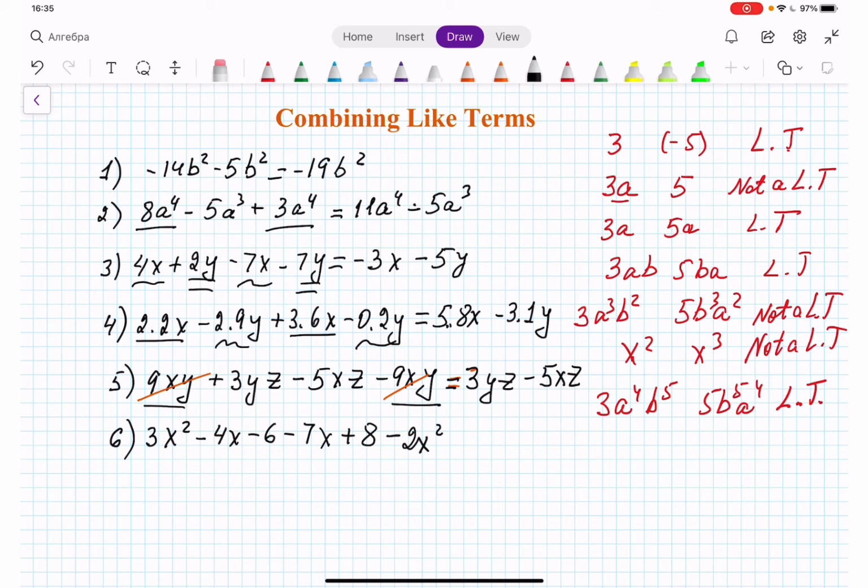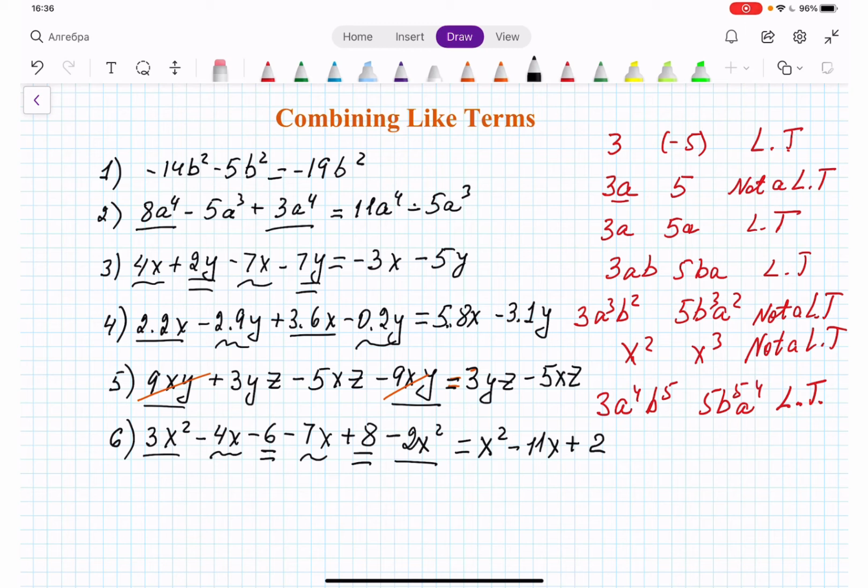Okay, so 3x squared is like term with negative 2x squared. Negative 4x like term with negative 7x. And negative 6 is like term with positive 8. So let's write down what we have. 3x squared minus 2x squared is going to be 1x squared or x squared. Negative 4x, negative 7x, it's going to be negative 11x. And negative 6 plus 8, it's going to be 2.